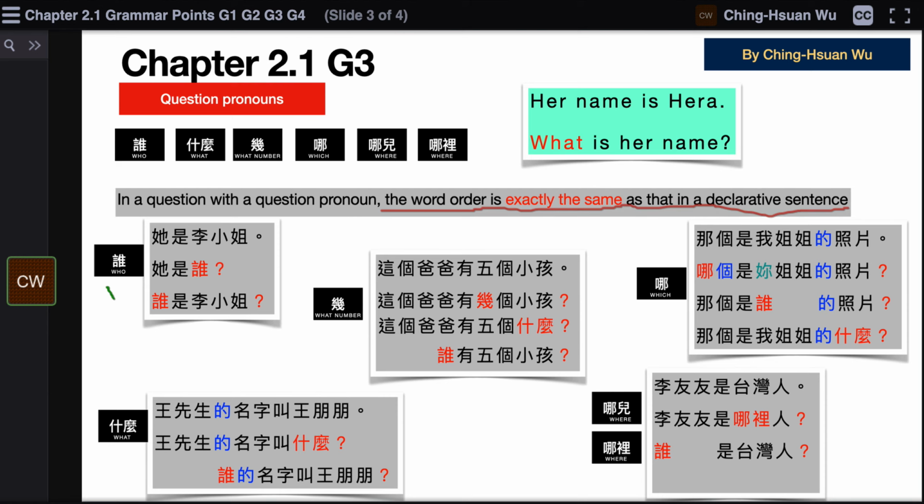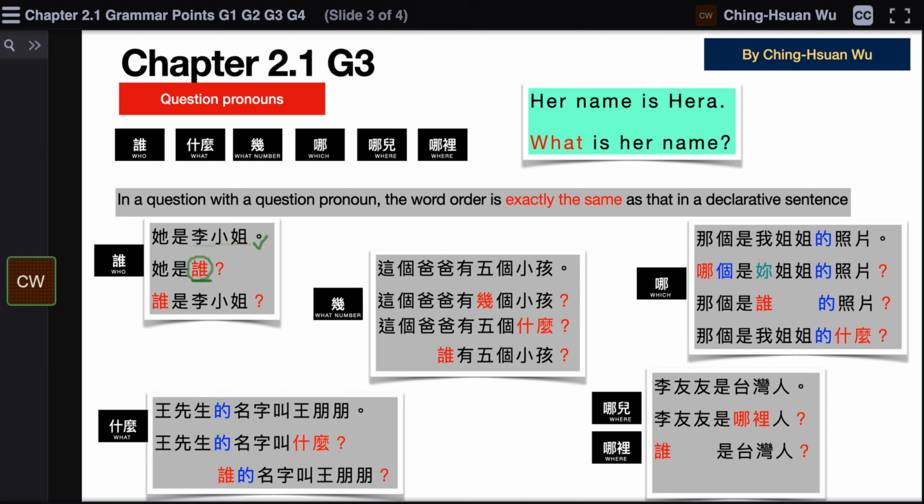The first one, 谁. The declarative sentence, 她是李小姐. She is Miss Lee. If this is part of the sentence that you want to ask information for, then you say 她, the same place, 是. Since you don't know who 李小姐 is, then this part will be replaced with the question pronoun 谁, because 李小姐 is a person. The corresponding question pronoun is 谁.